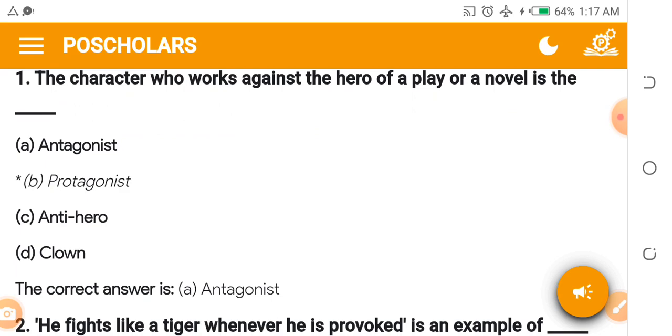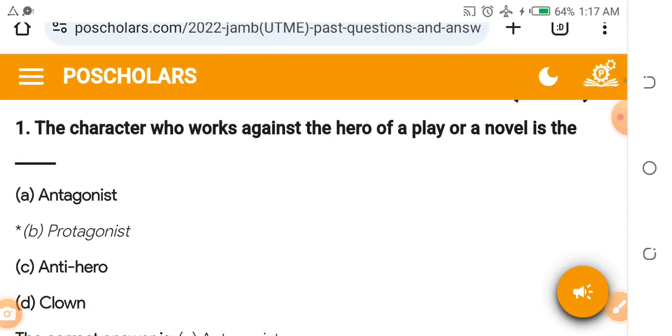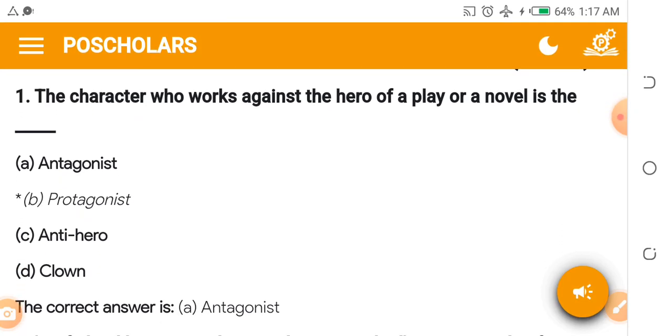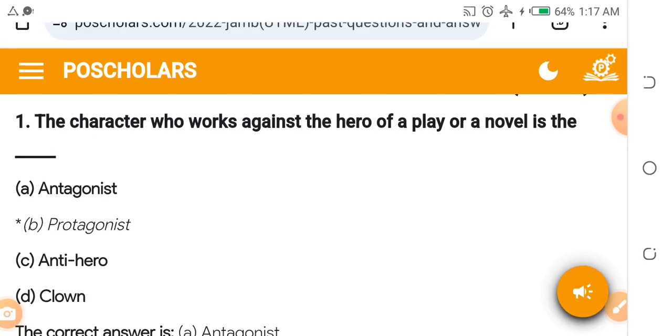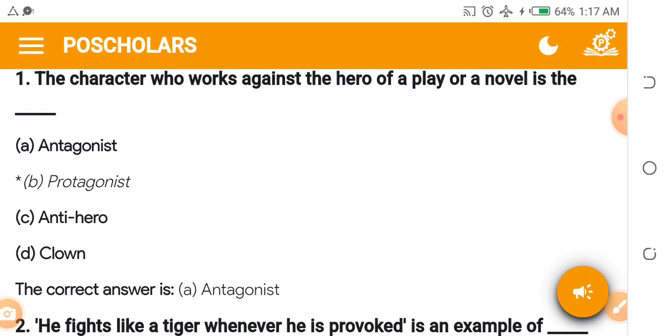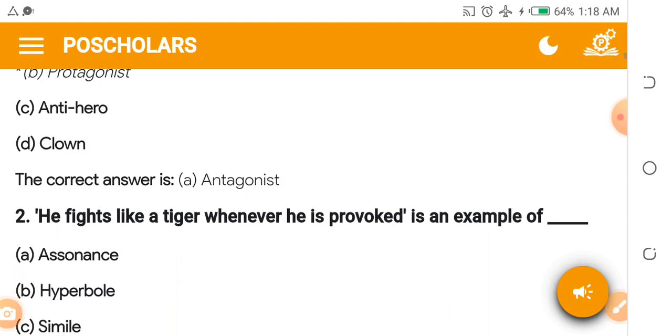That is why they say stop antagonizing him or stop antagonizing me. That means stop working against me, right? Antagonism is working against something. Now the hero, the main character, the main actor in a drama or in a play or novel is called the protagonist. Say it after me. Protagonist is the main character. But the antagonist is the enemy, someone that works against him. Do you understand?